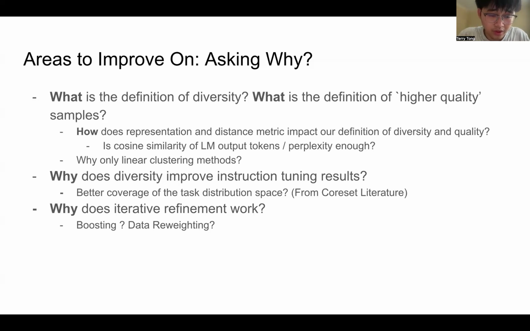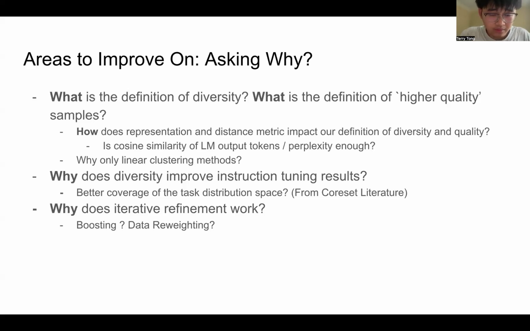And also, why are we simply only using linear clustering methods? Can we try to use nonlinear clustering methods like spectral clustering, DBSCAN, kernel k-means, mean shift clustering? Since these nonlinear methods may capture higher level abstractions that linear methods just fail to capture, and our results of more diversity might not hold in those regimes.